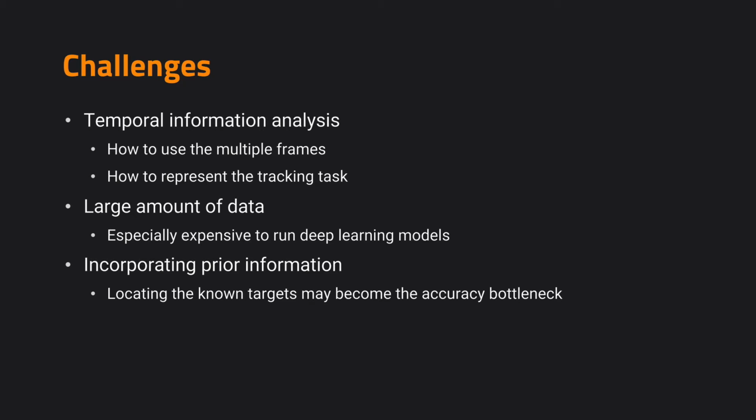And also, it's very important to understand how we can incorporate prior information in solving the tracking tasks. In most cases, our focus for tracking is how we can associate objects across different frames. However, sometimes even locating the known targets, say finding the people in a video, may become the accuracy bottleneck for the tracking tasks.